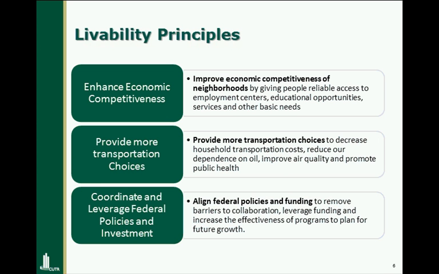The remaining 3 are: enhance economic competitiveness, looking to improve the competitiveness of neighborhoods by giving people reliable access to employment, educational opportunities, and other services. Provide more transportation choices. Of course, this is going to be vital for our evaluation of transit livability, which is again looking to decrease household costs and reduce our dependence on foreign oil, as well as improve air quality and promote public health. And the final is to coordinate and leverage federal policies and investments. Again, aligning federal policies and funding to remove barriers to collaboration and possibly leverage funding to increase the effectiveness of programs for future growth.